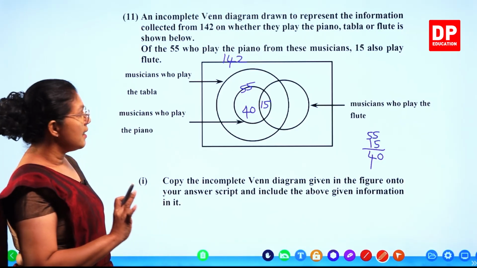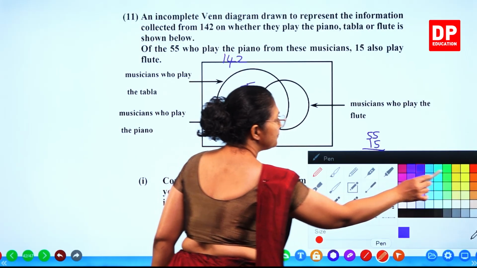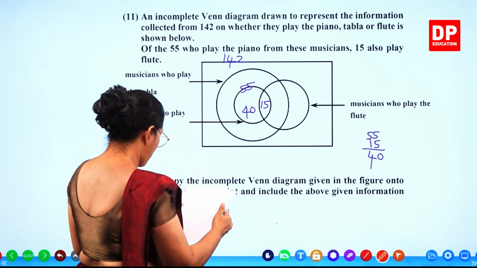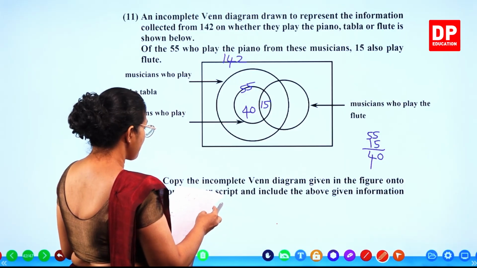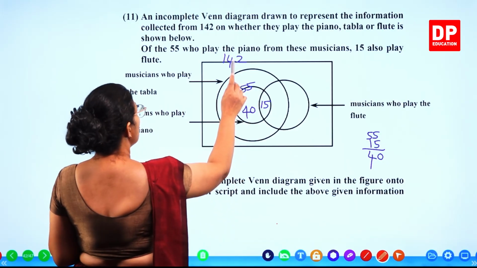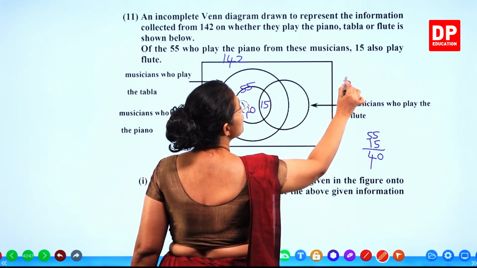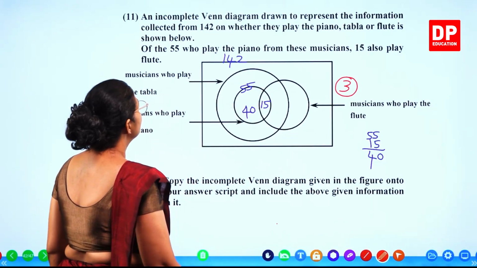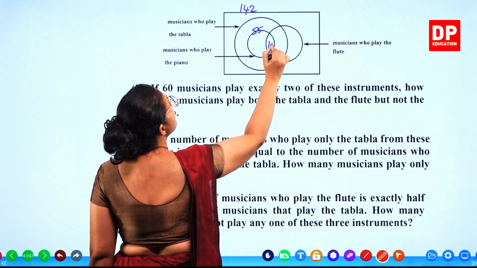So that's all we can do. We can write only that part for first question. So let's give marks for that part. So you are getting 3 marks to show 142, 55, 40 and 15 only. So you are getting 3 marks for that. And let's take the next one. So we need to mark the values there. 142, 55, 15 and 40.